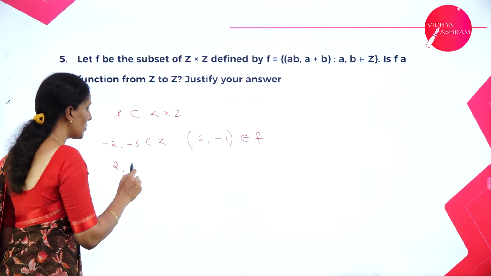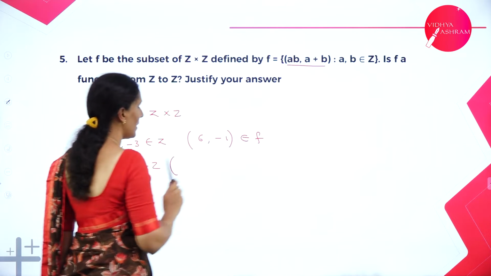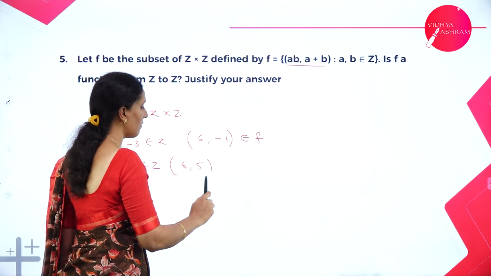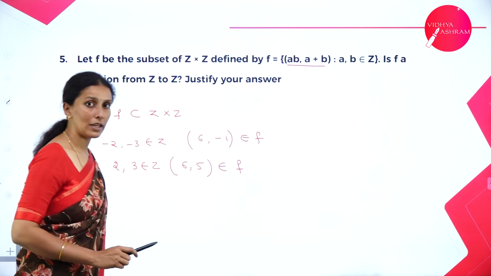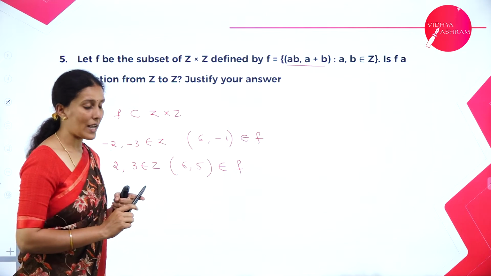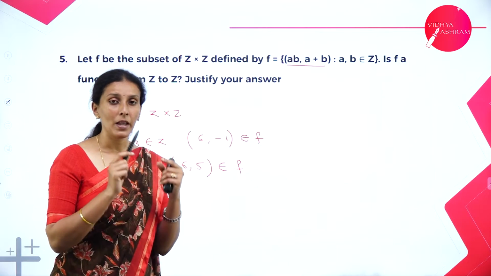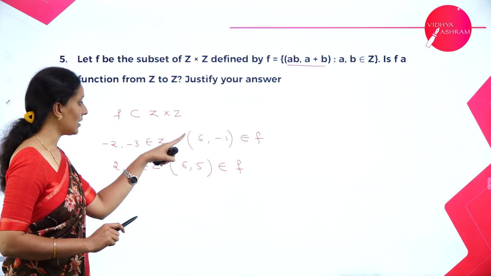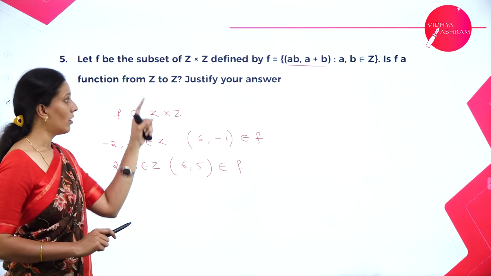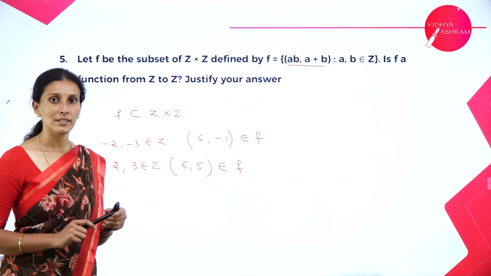Let me take two more elements, 2 and 3 belongs to Z. Now according to the relation (ab, a+b), a into b, 2 threes are 6 we have, and a plus b means 2 plus 3, 5 we have. So (6, 5) also belongs to the given set F. Now see here, 6 has -5 as an image, and 6 has 5 as an image. According to the definition of a function, every element should have only one image, but here 6 has two images. So therefore, the given set F is not a function from Z to Z. It is only a relation which is a subset of Z cross Z.